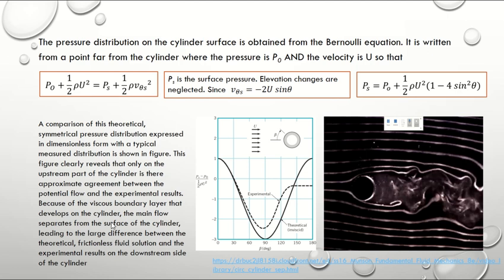This discrepancy between experimental and theoretical results is due to the viscous boundary layer that develops on the cylinder. The main flow separates from the surface of the cylinder, leading to a large difference between the theoretical frictionless fluid solution and the experimental results on the downstream side of the cylinder.